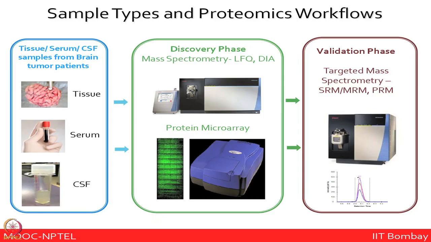You can get a variety of sample types, either from tissue, serum or the cerebrospinal fluid. Now, use this biological specimen to do discovery either using a mass spectrometry based workflow or a protein microarray based workflow, and after identifying the potential candidate targets, then one could go to validate the biomarker using a targeted proteomics based workflow. So, some of the technology which we talked about in my first lecture, let us try to see how we can put them together and use them in this kind of clinical problem.